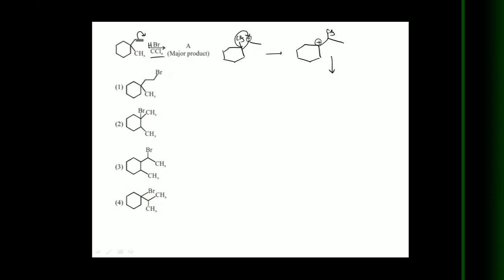So here in this case, it is secondary. Of course, here only 3 alpha hydrogens are there, so 3 hyperconjugative structures are possible for this one. But for this carbocation, here 1 hydrogen, here 2 hydrogens, here 2 hydrogens. So in this case, 5 alpha hydrogens are there, so 5 hyperconjugative structures are possible for this cation. So more stable. And next, this is attacked by the Br minus. So finally the product is this one.